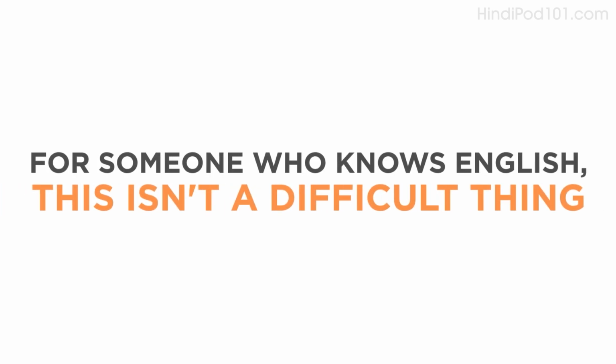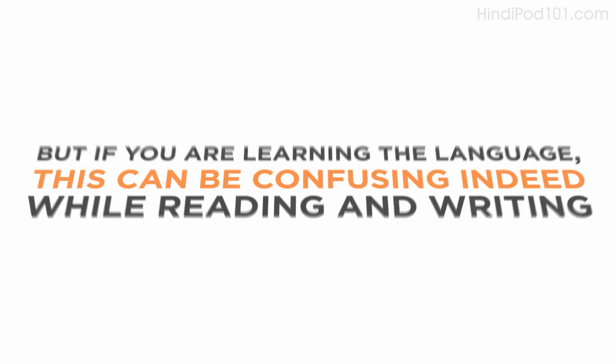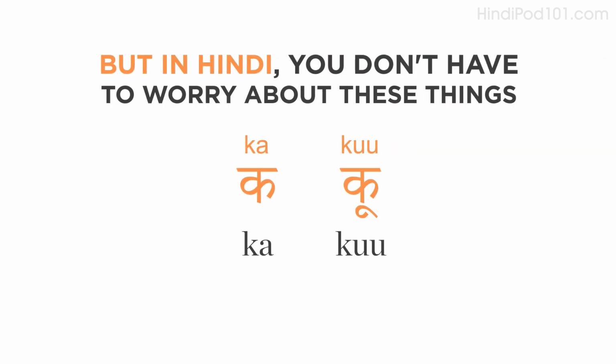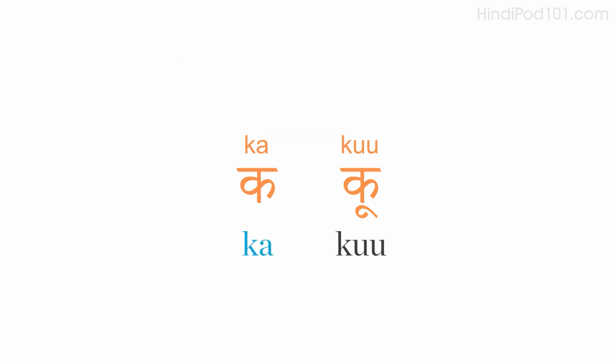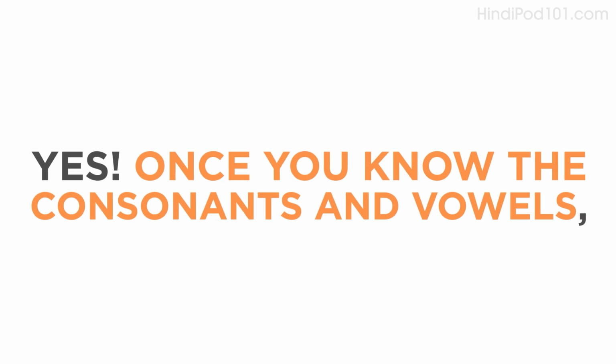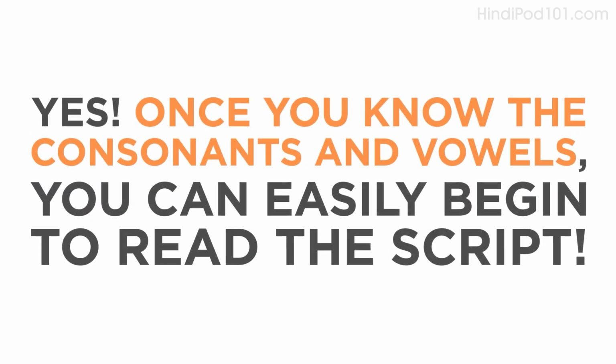For someone who knows English, this isn't a difficult thing. But if you're learning the language, this can be confusing indeed while reading and writing. But in Hindi, you don't have to worry about these things. If the sound is ka, you write ka. If the sound is ku, you write ku. This makes it quite easy to learn the script, doesn't it? Yes, once you know the consonants and vowels, you can easily begin to read the script.